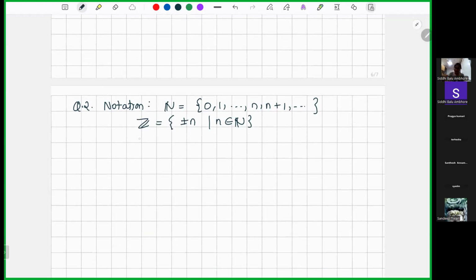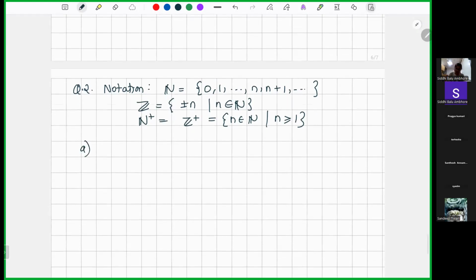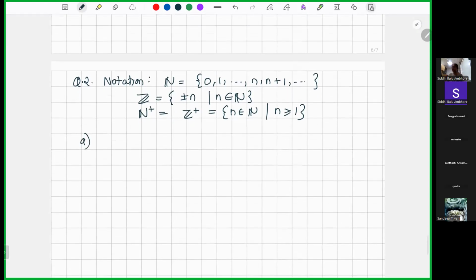And the next notation is N plus, which is also Z plus. So that is now my N, which in school we used to call natural numbers. This is N greater than or equal to 1. So now we will see a few questions.